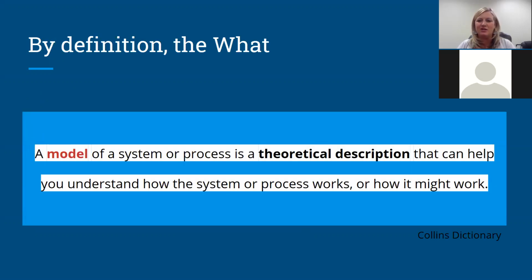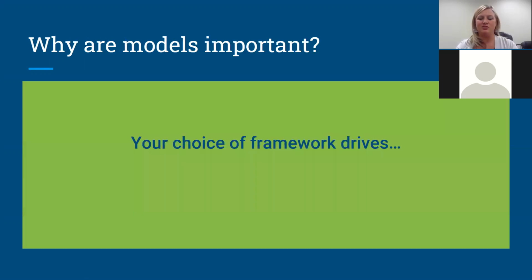So by definition, according to Collins Dictionary, a model of a system or process is a theoretical description that can help you understand how a system or process works or how it might work. So trying to keep that in the back of our minds while we go through these models today. What is this theoretical description?